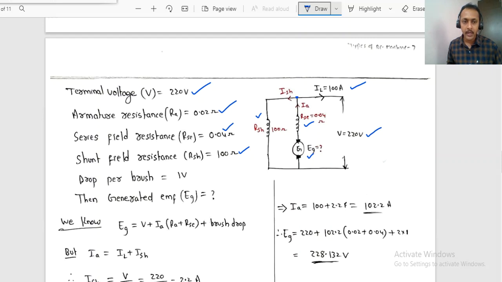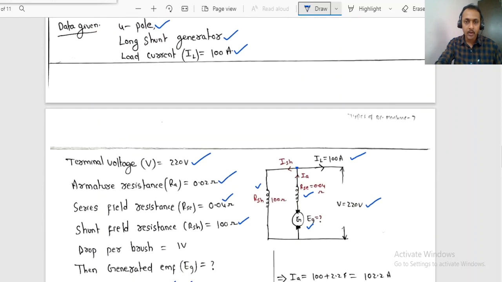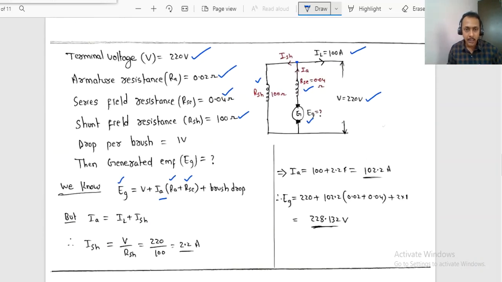Now out of this entire generated voltage EG, there is IA into the resistance of the armature and the resistance of the series field winding. And one more thing, in the problem he has specified one more extra drop, that is the drop per brush. In this generator we have two brushes, so per brush 1 volt is the drop, right? Now for two brushes there will be 2 volts drop, right? Brush drop per brush is 1 volt. Now the generated EMF, this is the formula. But what about IA? IL plus ISH.